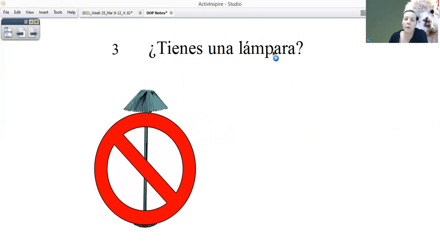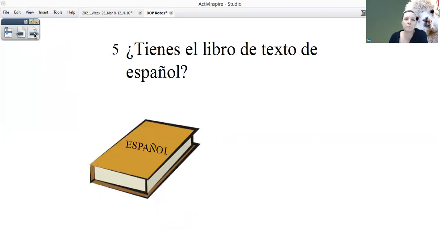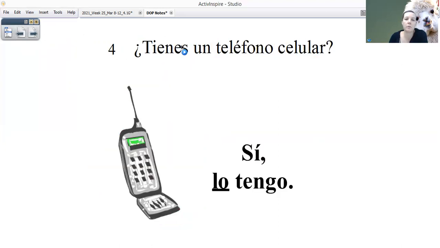¿Tienes una lámpara? Feminine singular would be la. What do you have? The lamp? No, you don't have it. So no, and then you would have your DOP, your pronoun: no, la tengo. ¿Tienes un teléfono celular? Sí. What are you talking about having? A cell phone is singular, masculine, lo. Sí, lo tengo.